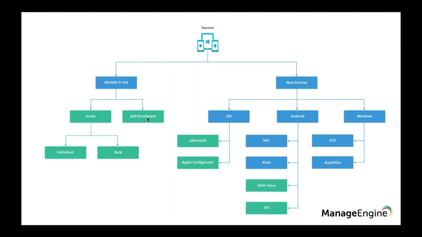The second option is to enroll the devices by using AD credentials. This is called self-enrollment. In case of new devices, for iOS, we saw how to enroll devices via ABM or ASM, as well as Apple Configurator. In case of Android, we saw how to enroll devices via EMM token and ZTE.